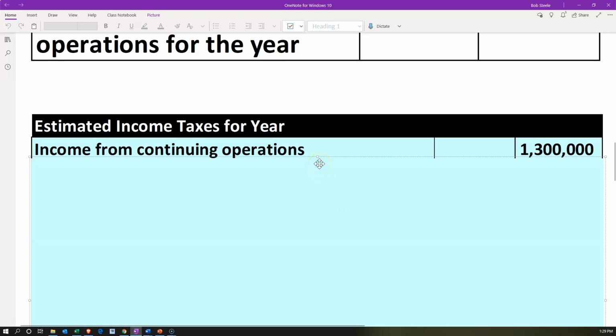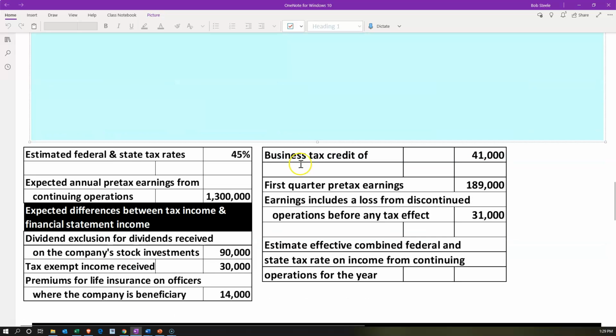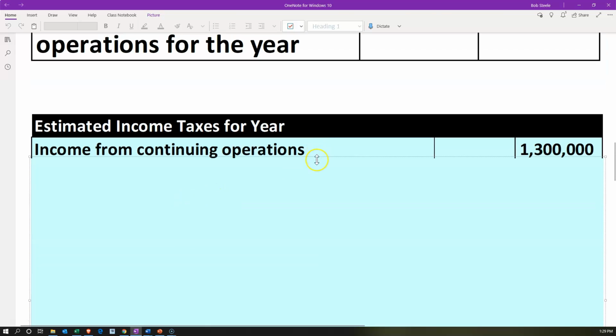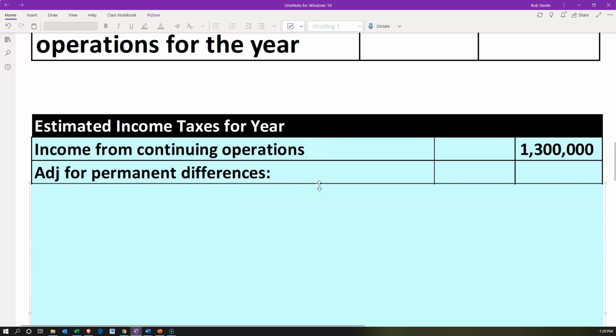All right. So we've got income from the continuing operations from our data. This down below is going to be another set of our data here, a little bit smaller so we can see it. The expected annual pre-tax earnings was 1,300,000. That's going to be our starting point. We've annualized it. Now remember, we're in the middle of the year, so we had to annualize that number. That's given to us here, but we would obviously have to project that out.